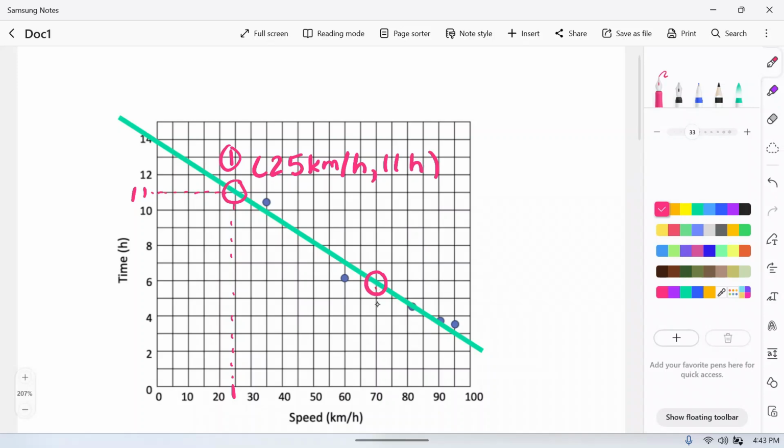My second point down here, I'm going to use this point. On the x-axis, that is at 70 kilometers. So point 2 is going to be 70 kilometers per hour. And point 1 is going to be at 6 hours. So I have my best fit line.